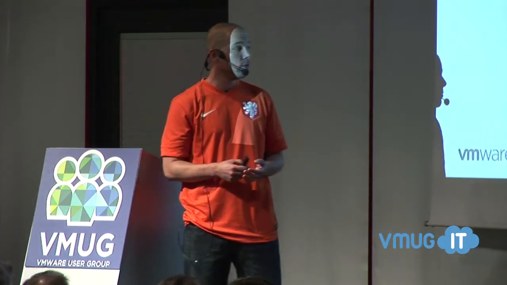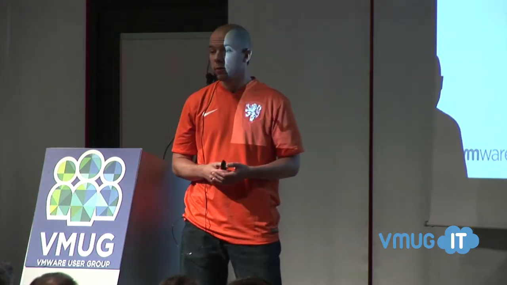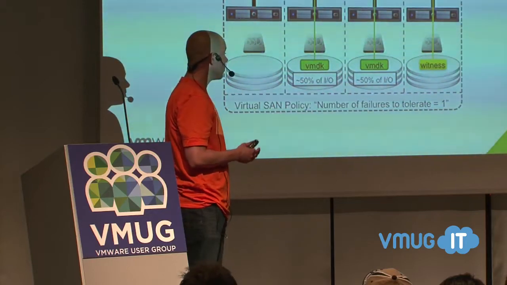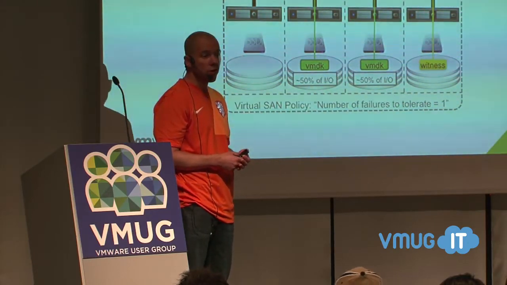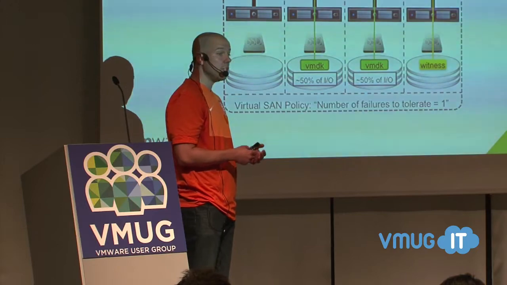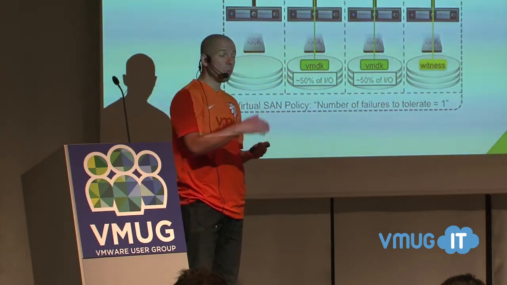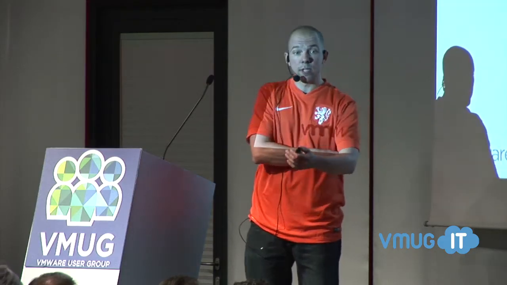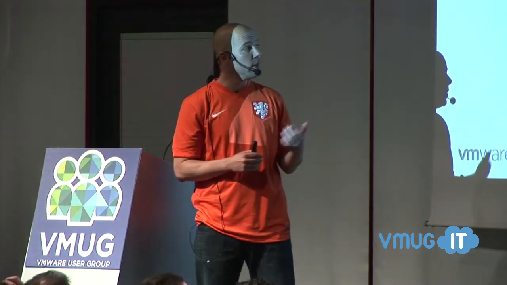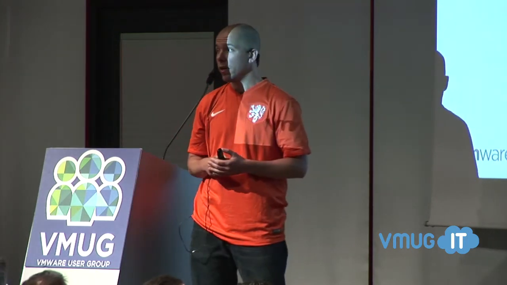Now vSAN allows you to specify multiple of these as well. So you can specify, for instance, a host failures to tolerate of 3. This also means you will get 4 copies of your data. So the higher the number becomes, the higher the cost of deploying your virtual machines will be as well. The majority of customers out there today are running their environment using number of failures to tolerate as 1.